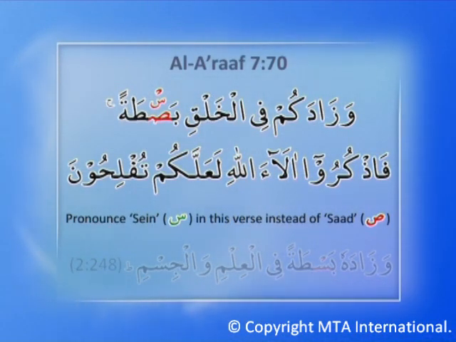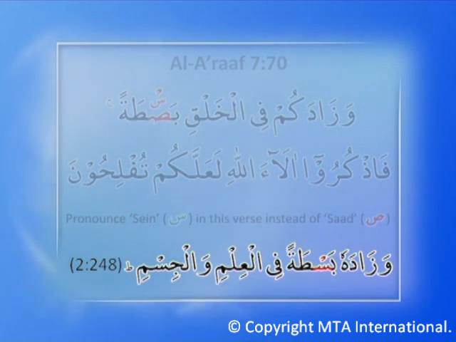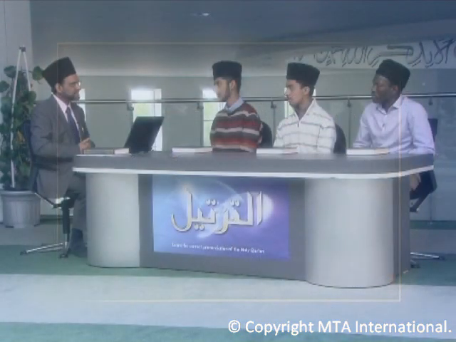Another example of this, where there is a seen and sad written together, a seen smaller and the sad proper, in continuation of that writing, is Surah Al-A'raf, chapter 7, verse 70. The word is basta. Sad is written there, and again here pronounce seen in this verse instead of sad. Another example, the same word has come in the Holy Quran in chapter 2, verse 248, not with sad but with seen, wazadahu bastatan. The same word is there, but it will be pronounced with seen.